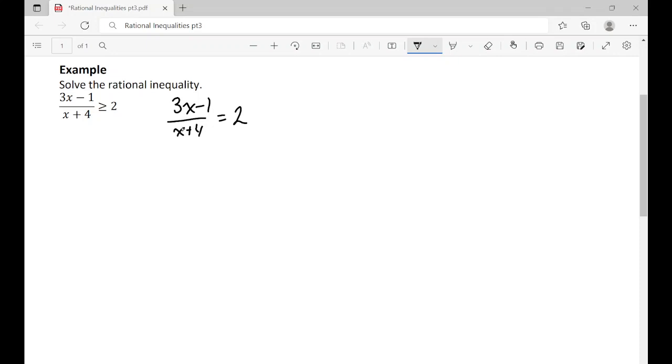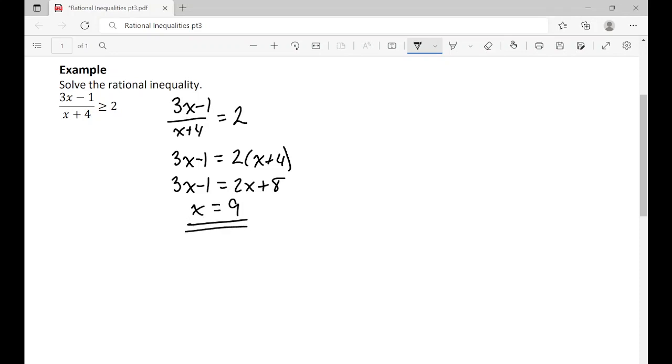So I'm going to multiply the x plus 4 up, and I'm going to get 3x minus 1 equals 2 times (x plus 4). Distribute the 2 across. 3x minus 1 equals 2x plus 8. And now I'm going to solve for x. Subtract the 2x over, and I'll just get x. And then I'm going to add the 1 over, and I'm going to get 9. So one of my answers is going to be dealing with 9.